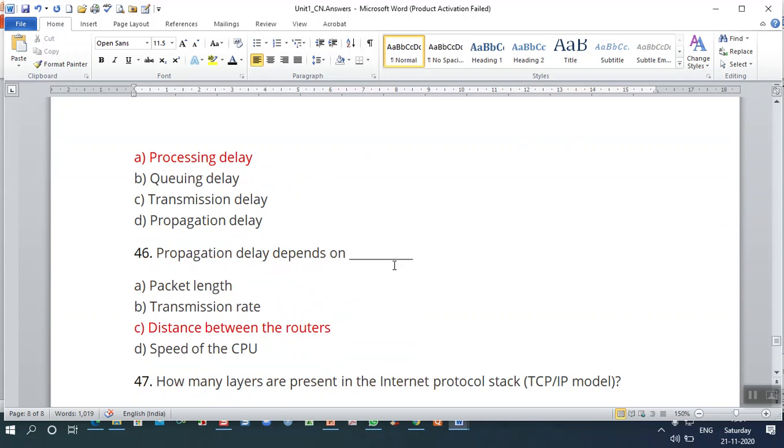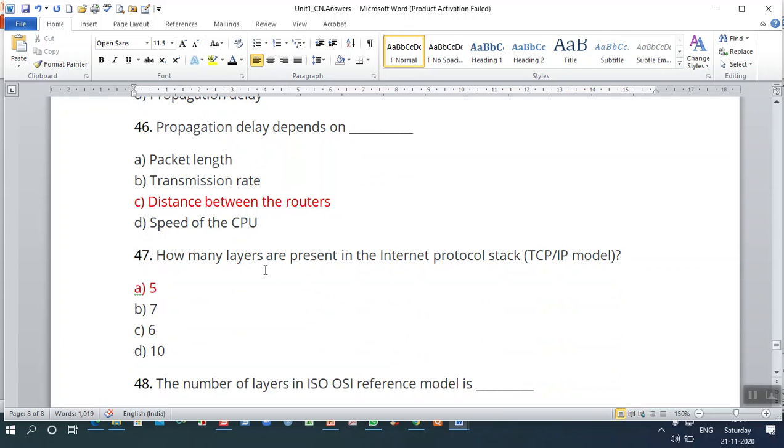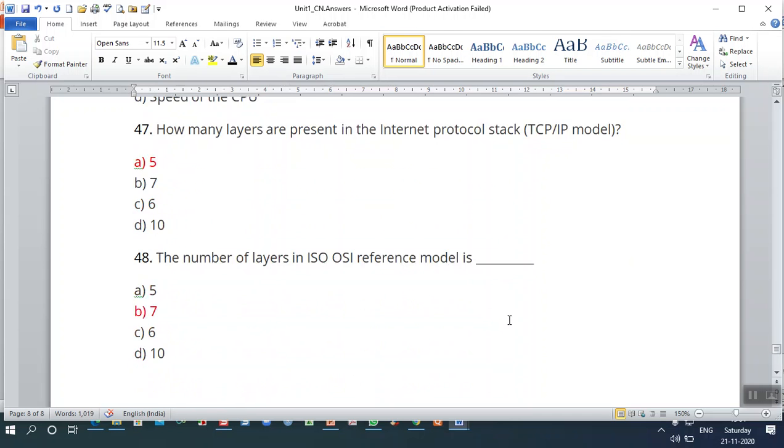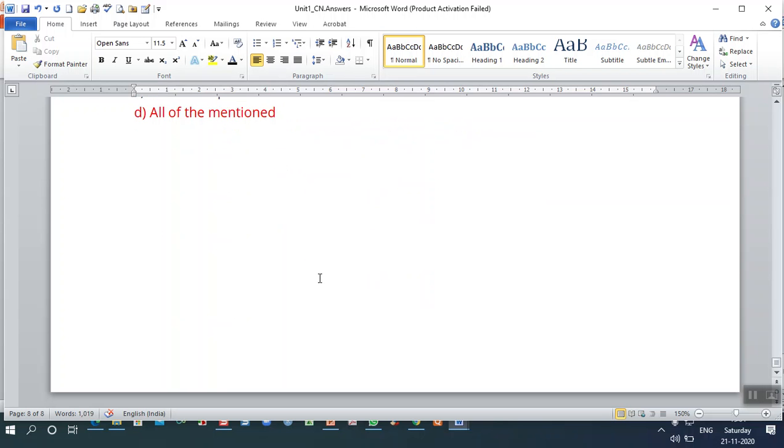Propagation delay depends on the distance between the routers. Generally it is the distance, not only between routers, but between any systems. How many layers are present in the internet protocol stack? TCP/IP is also called the internet protocol stack, right? TCP/IP has how many layers? 5 layers. The number of layers in the ISO OSI model is 7. The functionality of the presentation layer is data encryption, data decryption as well as data compression.